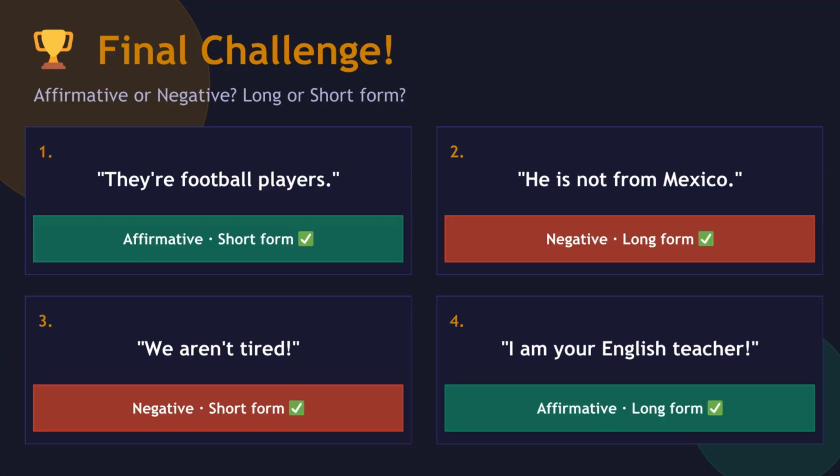Okay, let's check the answers. Number 1, they're football players, so it's affirmative and short form. Number 2, he is not from Mexico. It's negative and long form. Number 3, we aren't tired, so it is negative and short form. And finally, number 4, I am your English teacher. This sentence is affirmative and long form. Great.